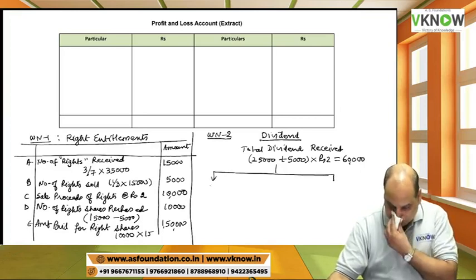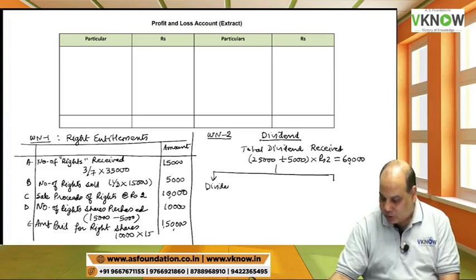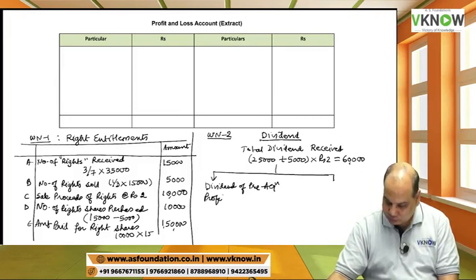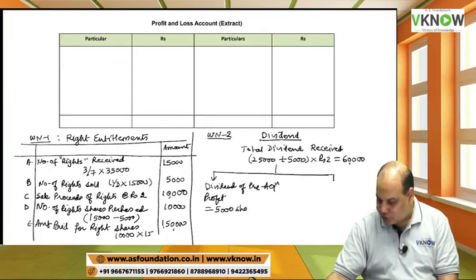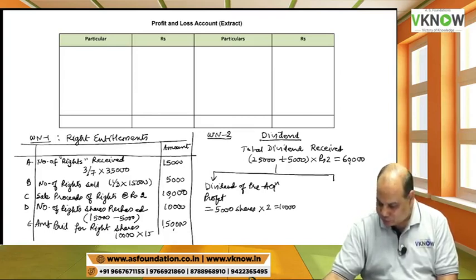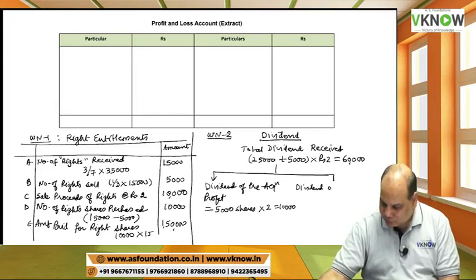First is dividend out of pre-acquisition profit. So here I will write 5,000 shares purchased on 20th June into 2 rupees is 10,000, and dividend on 25,000 shares is 50,000.